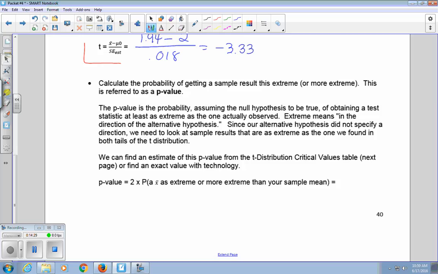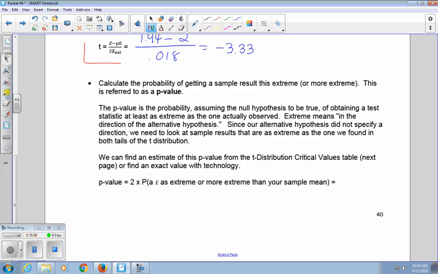So now the next step is to calculate the probability of getting a sample result this extreme or more. And this is called our p-value. That's the probability of seeing a sample this extreme or more extreme. The p-value is the probability, assuming the null hypothesis to be true, of obtaining a test statistic that is at least as extreme as the one actually observed. Extreme means in the direction of the alternative hypothesis. So in other words, further out into the tails of the alternative hypothesis.